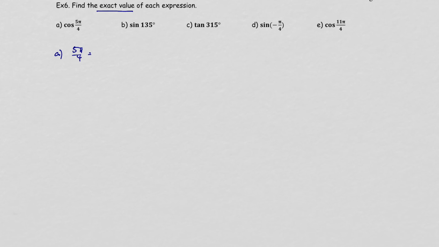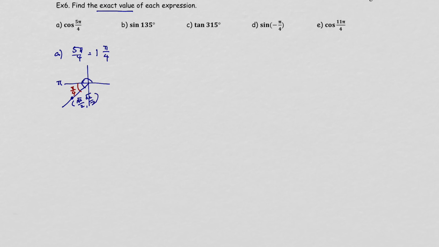5 pi over 4 means you go 1 pi and then pi over 4 more. So when we draw it in the unit circle, this is pi. So after you go pi, you go pi over 4 more. So this angle is going to be after pi, it will be pi over 4 more. So the points on that line will have square root of 2 over 2, square root of 2 over 2.